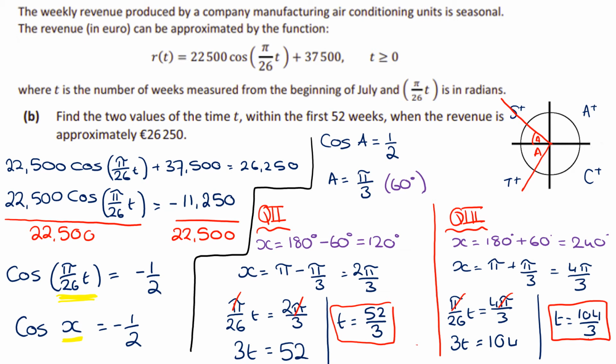So this is a very common type of question where we have something that looks very complicated, but we just need to break it down and bring it back to a much simpler question. Usually we have more than two answers, so we need to add in rotations, but here they only wanted us to have our two values of time t.